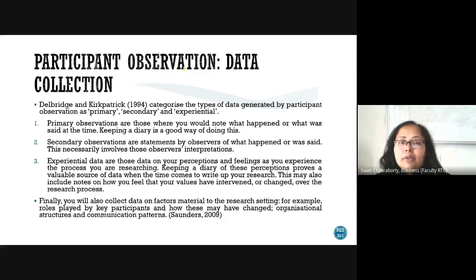In participant observation, how do you collect data? It can be primary observations, where you would note what happened or what was said at that time. It's best to keep a diary. Secondary observations are statements by observers of what happened or what was said. It's not you noting, but the observers saying what has happened and what was said, their interpretation.